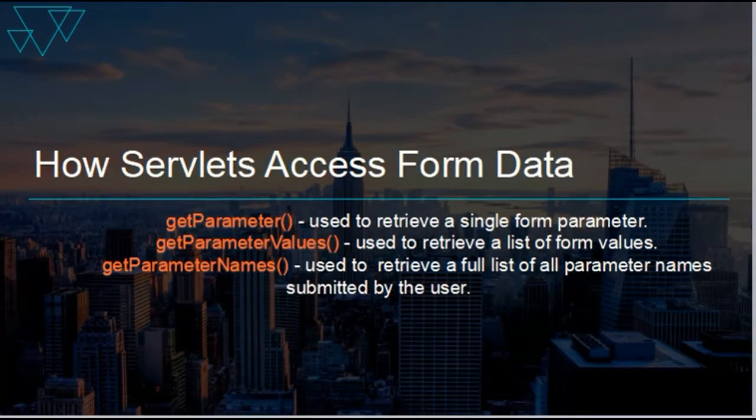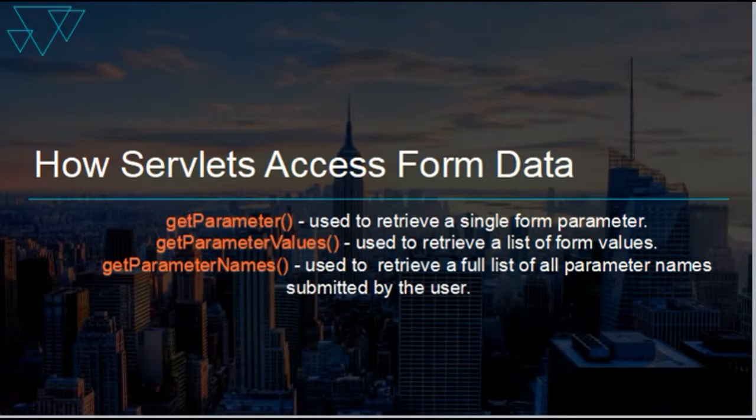Now, the HTTP servlet request object contains three main methods for extracting form data. These are getParameter, getParameterValues, and getParameterNames. getParameter is used to retrieve a single form parameter. It has possible return values like the string that corresponds to the form parameter, the empty string meaning the parameter exists but has no value, and null meaning the parameter does not exist at all.